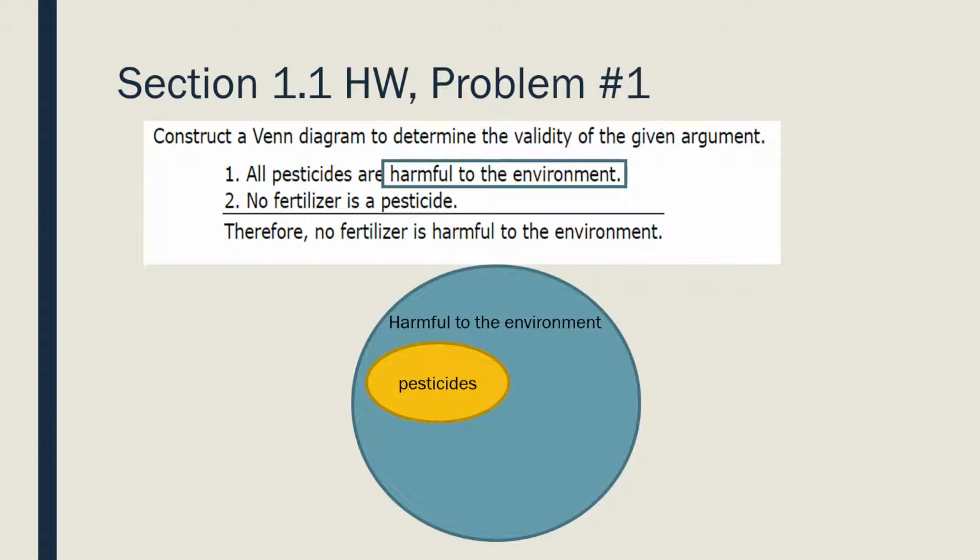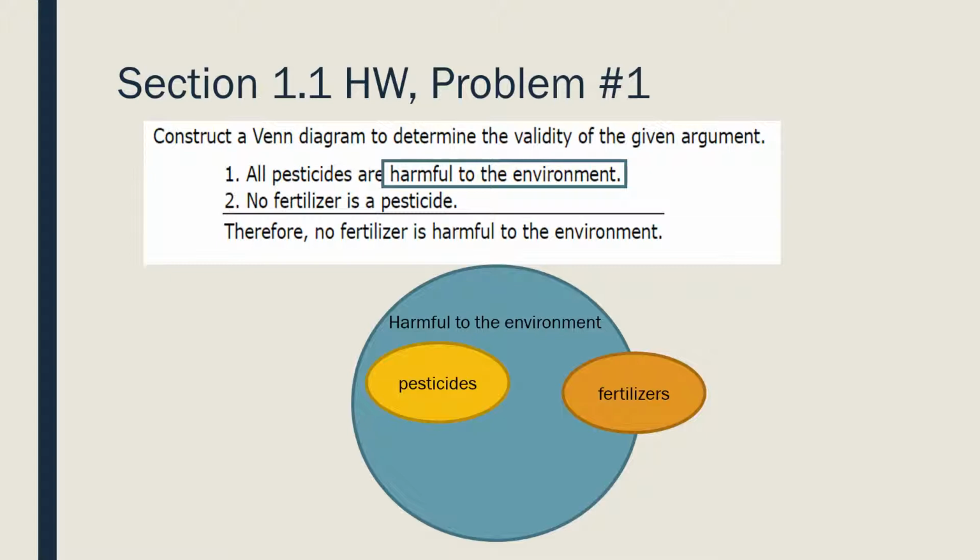Now, we can move on to our minor premise. It says no fertilizer is a pesticide. Okay, so what that tells us is that fertilizers do not belong in that circle that says pesticides. So where do we put it? Do we put it in the harmful to the environment? Do we put it outside? Is it not harmful to the environment? We don't have enough information to determine where it goes. So I'm just putting it on the border here.